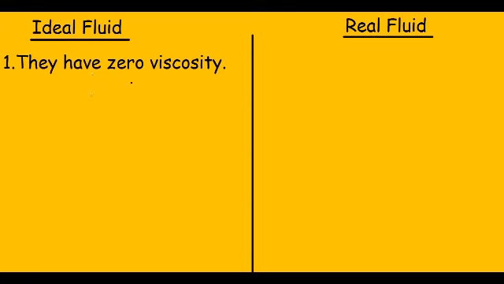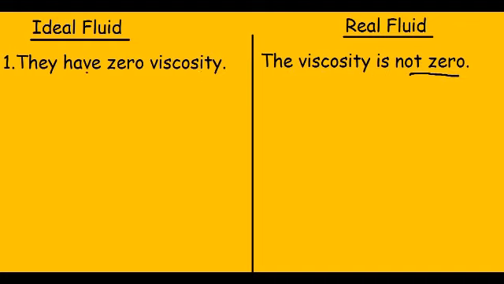Okay, so let's study the differences between an ideal fluid and a real fluid. The first point under the ideal fluid is that ideal fluids have zero viscosity, and for real fluids, the viscosity is not zero, that is, they have certain viscosity.